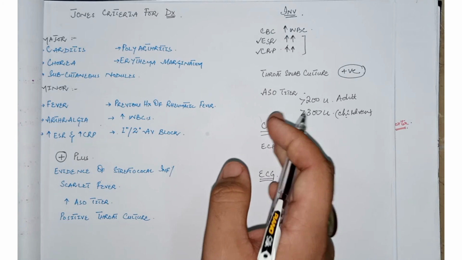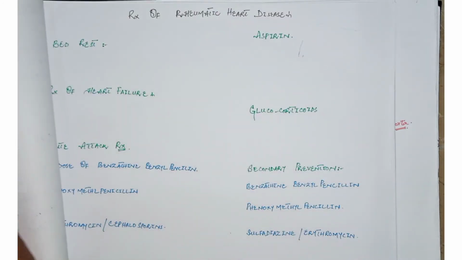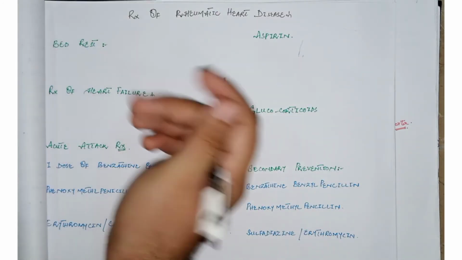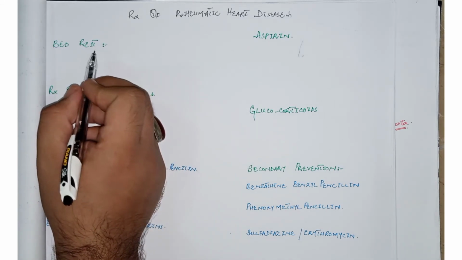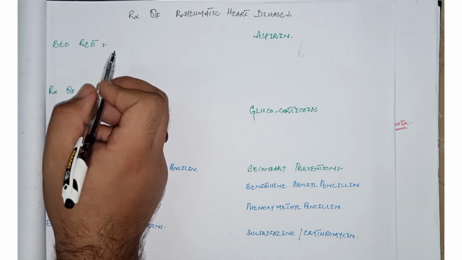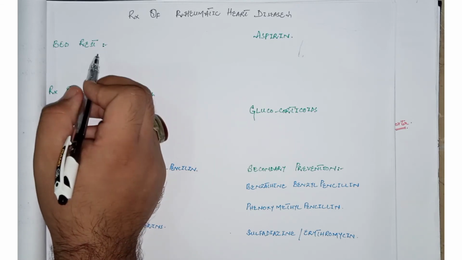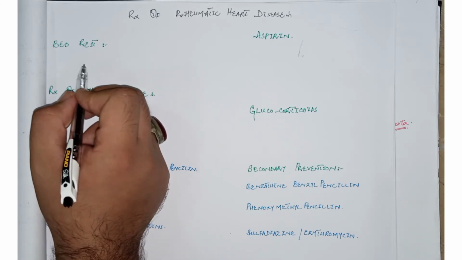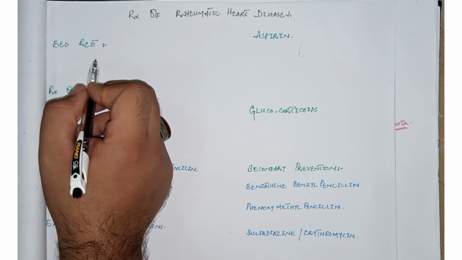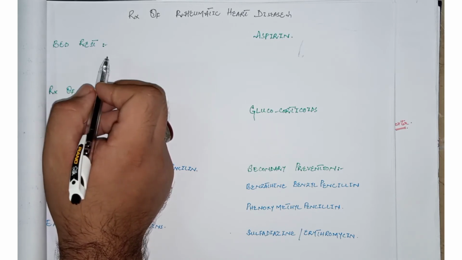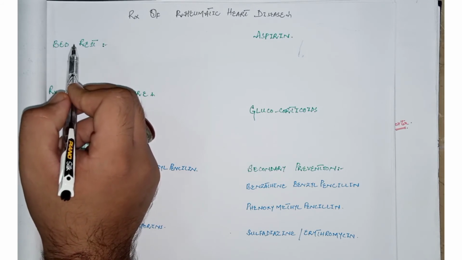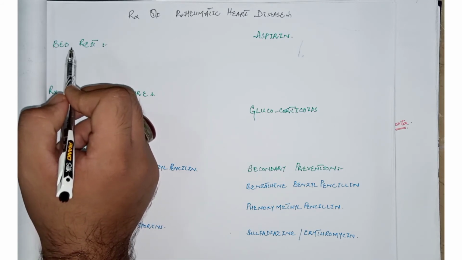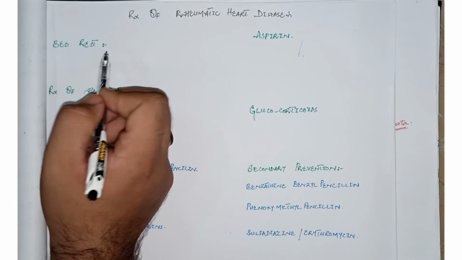Now come to, last but not least, the management of rheumatic heart disease or rheumatic fever. Bed rest is very important in these patients as it lessens the joint pain and also reduces the cardiac workload. Strenuous exercise should also be avoided in these patients if the patient has the features of carditis, and this bed rest should be continued until the ESR becomes normal in these patients.